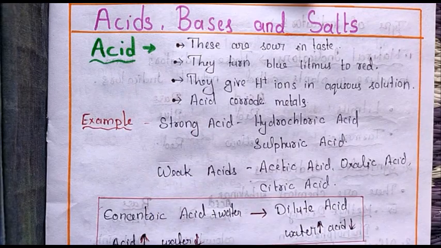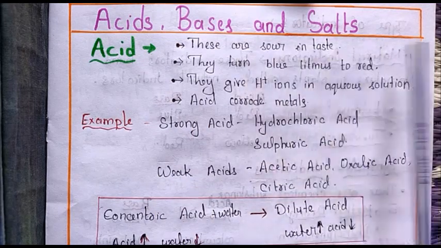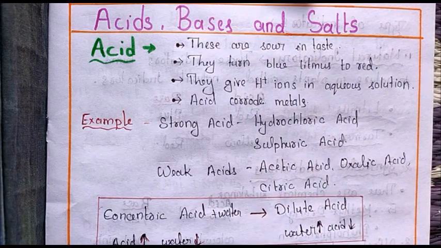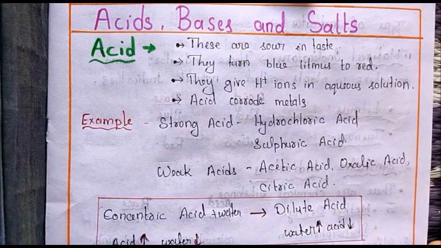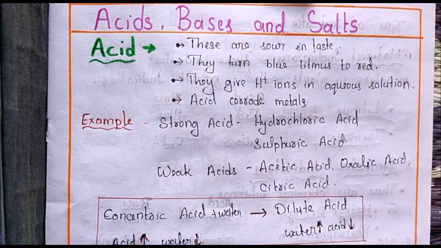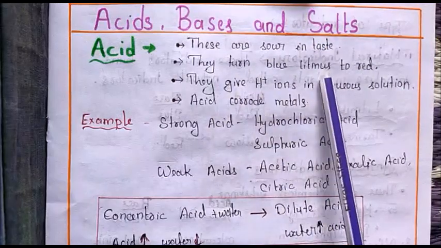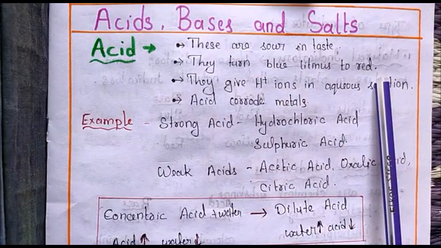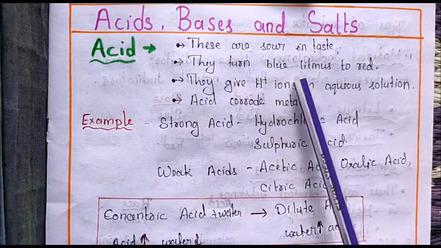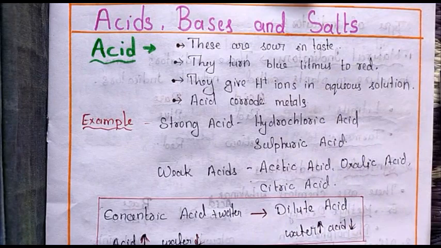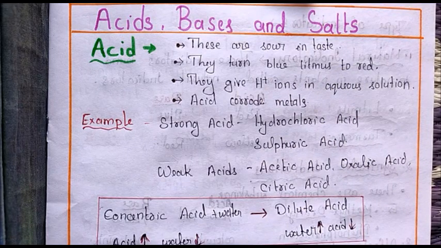What is an acid? Acids are sour in taste. They turn blue litmus to red. When we add blue litmus paper to an acid, it converts to red. If we dip a red litmus paper in an acid, its color will not change. So, acid always converts blue litmus to red.